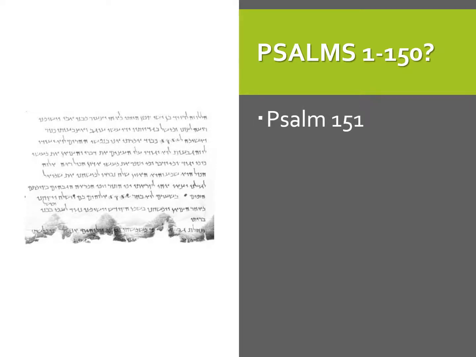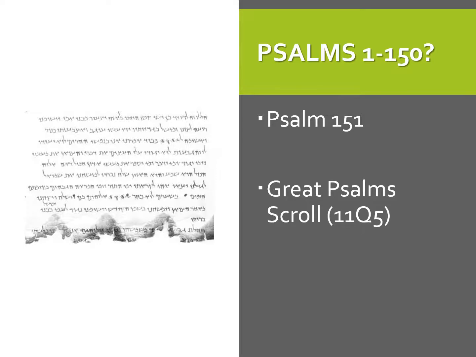In the Septuagint and in Eastern Orthodox churches, there is a 151st Psalm, and in other places there are 152nd, 153rd, and 154th Psalms. This 151st Psalm is found in the Dead Sea Scrolls in what we call the Great Psalm Scroll, or 11Q5.